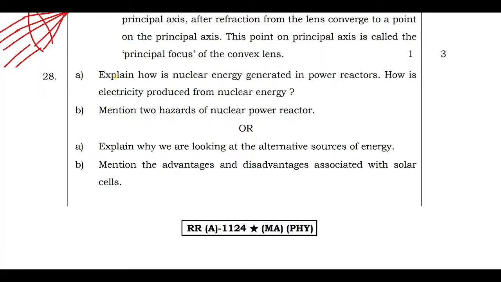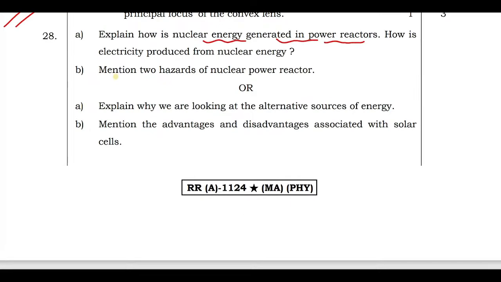Explain how nuclear energy is generated in power reactors. How is electricity produced from nuclear energy? Mention two hazards of a nuclear power reactor. Explain why we are looking for alternate sources of energy. Mention the advantages and disadvantages associated with solar cells.